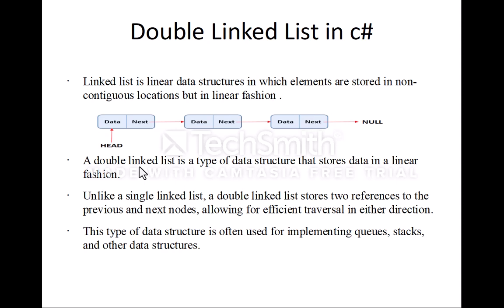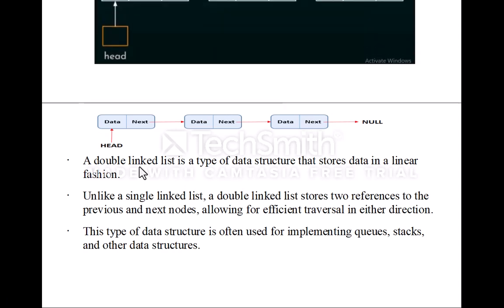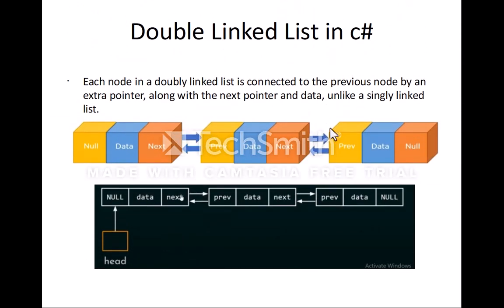This type of data structure, a doubly linked list, is often used to implement a queue, stack and other types of data structures. If you look at this image, this is a doubly linked list where each node contains three parts. First is the previous node address, the middle one is the data part which you want to store, and the last one is the next part where you store the address of the next node. So each node in a doubly linked list is connected to the previous node by an extra pointer along with the next pointer and the data.